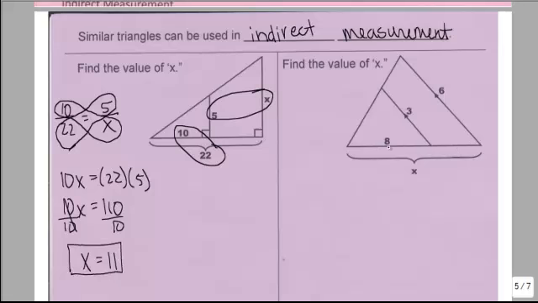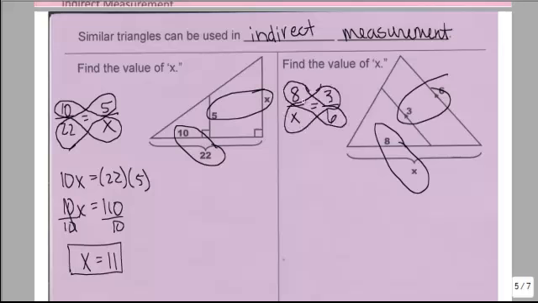And you set this one up the same way. We have the little triangle where the bottom is 8 and the right hand side is 3. And we have the big triangle where the bottom is x and the right hand side is 6. So these two go together and these two go together. So 8 over x equals 3 over 6, and cross multiply. 3x is equal to 8 times 6. 3x is equal to 48. Divide both sides by 3, and x is 16.